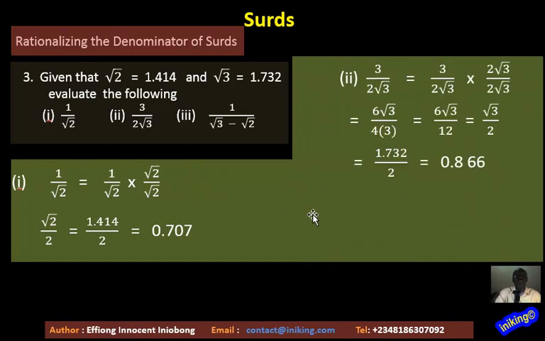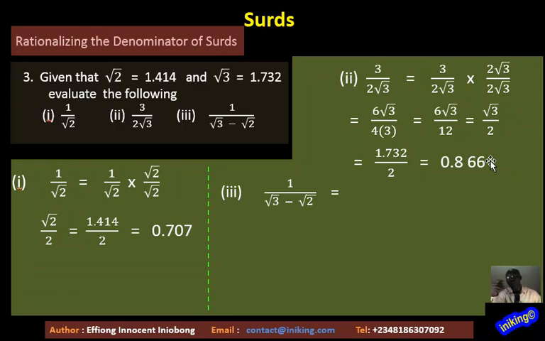Sorry, let's go back to 3II. You can see 2 root 2 was used. I told you can use it, there will be no problem. You still arrive at 3 root 3 over 2, and then you substitute root 3, and that gives you 0.866.